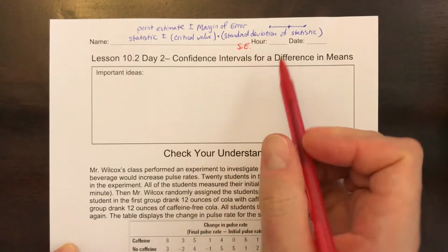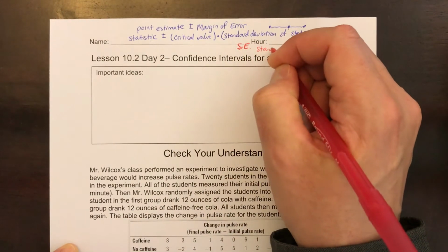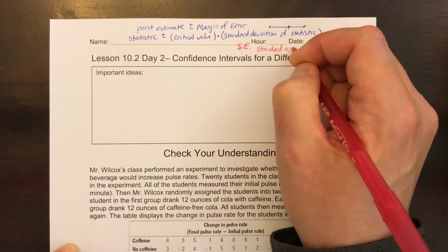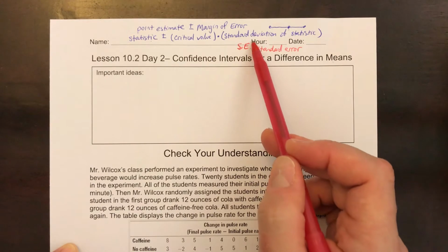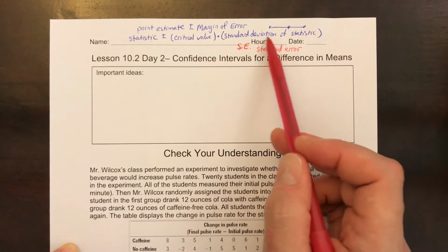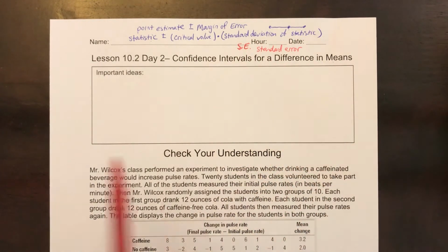Okay, so the standard deviation of the statistic is the same thing as the standard error, because we probably don't know the population standard deviation. So we have to take the sample standard deviation, and that's what we call the standard error.